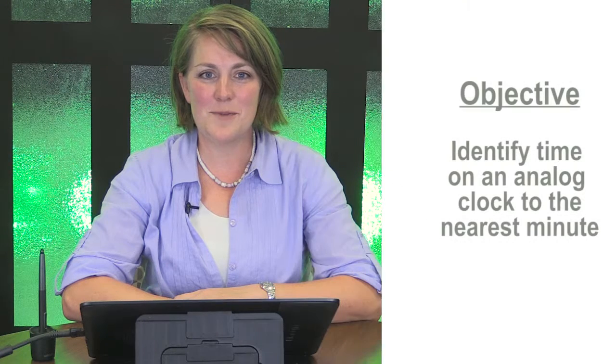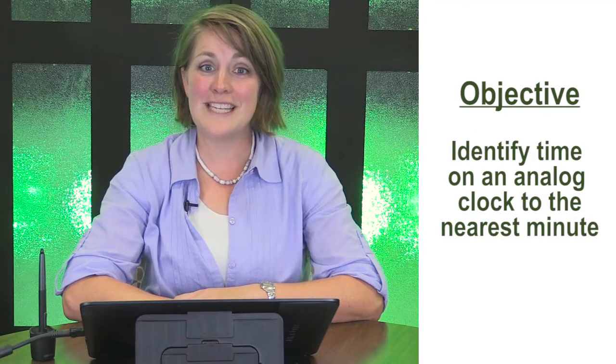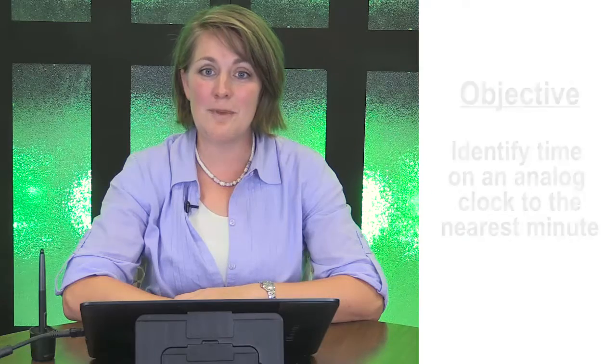In this lesson, students will be able to identify time on an analog clock to the nearest minute. Using skills gained in previous grades, students should be able to correctly identify the hour hand and minute hand on a clock and be able to tell time to the nearest 5 minutes. Today, we will build upon that knowledge to help students be more exact in reading the time to the nearest minute.